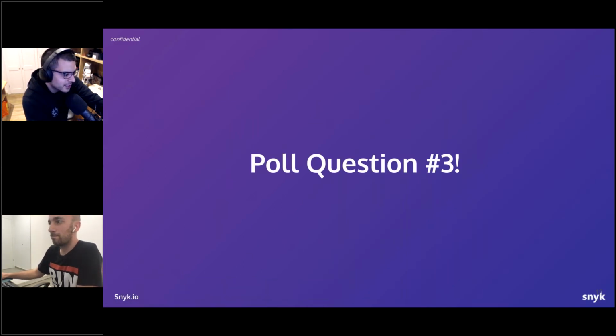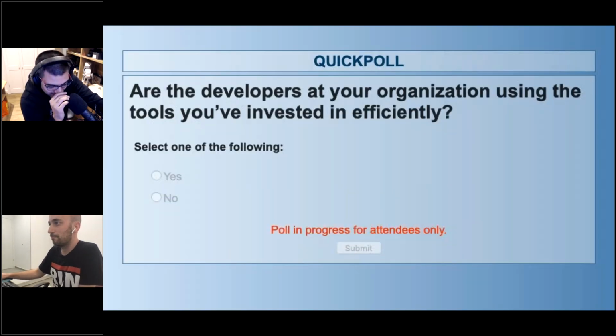which is about, are the developers at your organization using the tools you've invested in efficiently? And I think, let me launch this poll here. I don't want to bias the poll here, but based on previous questions, I wonder if we're going to see a similar thing. So yeah, are the developers at your organization using the tools you've invested in efficiently?